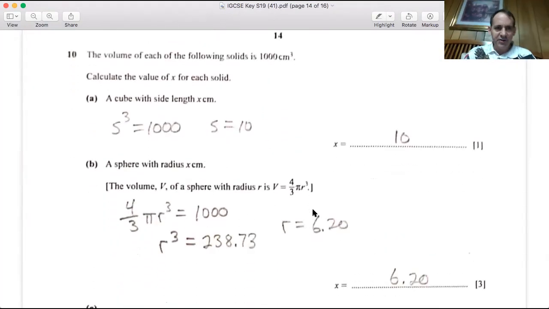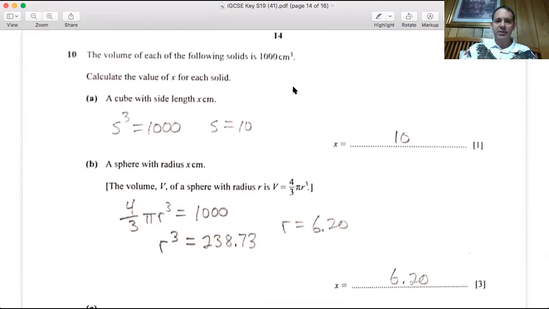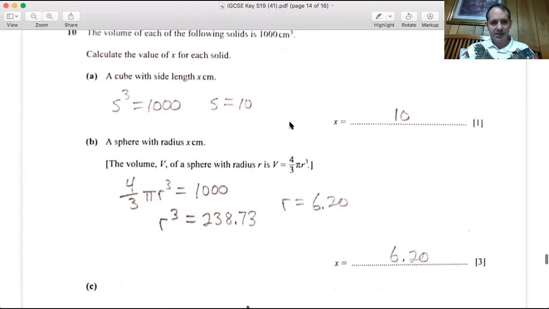Moving on here to number 10: the volume of each of the following solids is 1,000 cubic centimeters. Calculate the value of x for each solid. So a cube with sides of length x. A cube is going to have a volume of side cubed, or x cubed, because the side is x. So you have x cubed equals 1,000. Cube root both sides. So each value of x is 10.